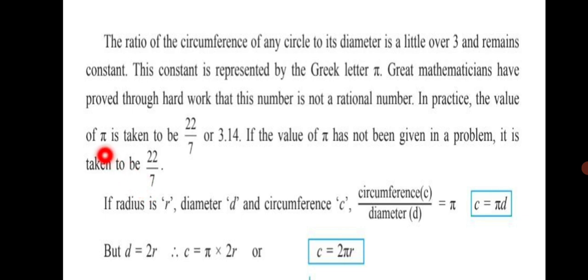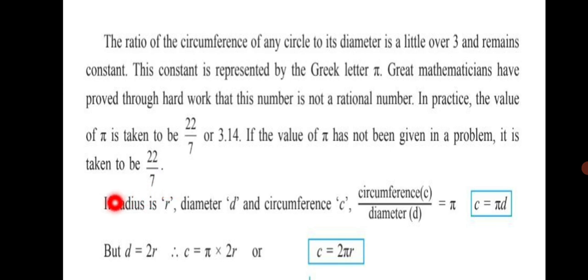Since we are going to use pi in the formula, its value will be substituted as always 22 upon 7 if it is not given in the question. If it's mentioned that take 3.14 as the value of pi, then only you have to take it 3.14. Otherwise, always it will be 22 upon 7.